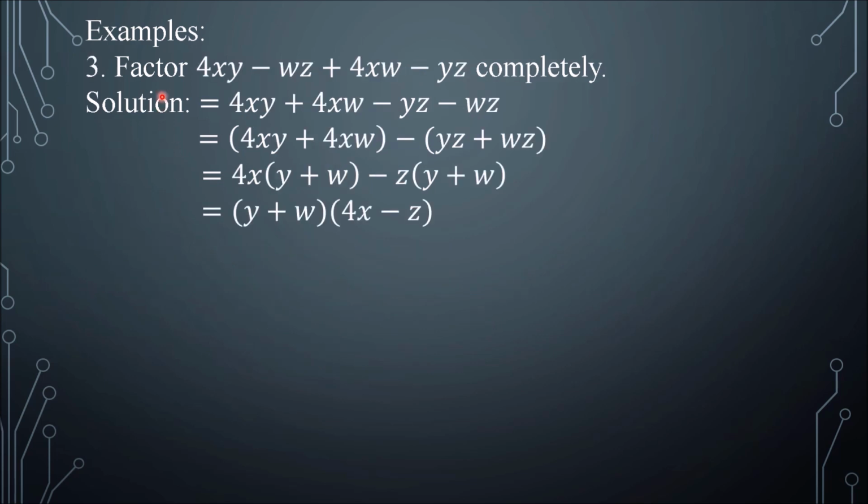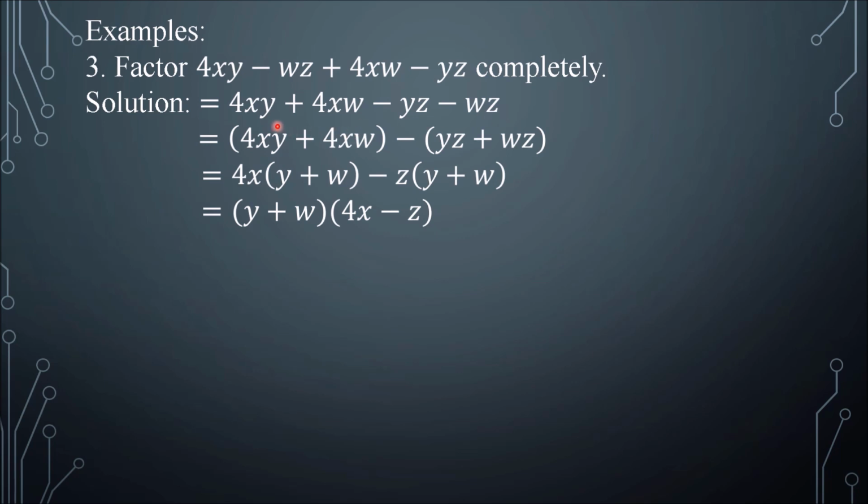Number 3. Factor 4xy minus wz plus 4xw minus yz completely. First, as you can see, if you're going to group 4xy and wz, there is no common factor. Therefore, we need to arrange this one in such a way that the first group has a common monomial factor. So 4xy will be grouped with 4xw. And then yz will be grouped with wz.